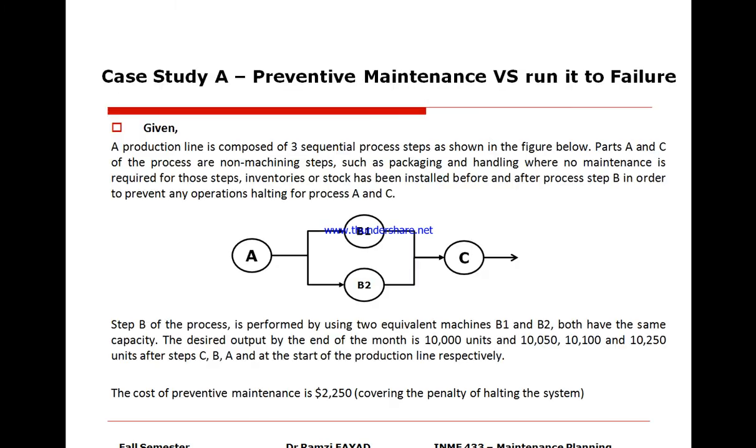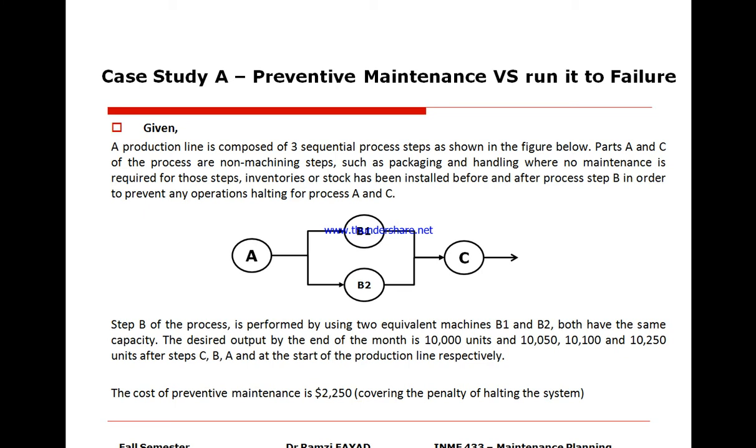Preventive maintenance versus breakdown maintenance, or run it to failure. So we're going to do a case study in order to see which one we should choose: preventive maintenance or run it to failure. This case study is practical work about what happened, an example of what might happen in real life.